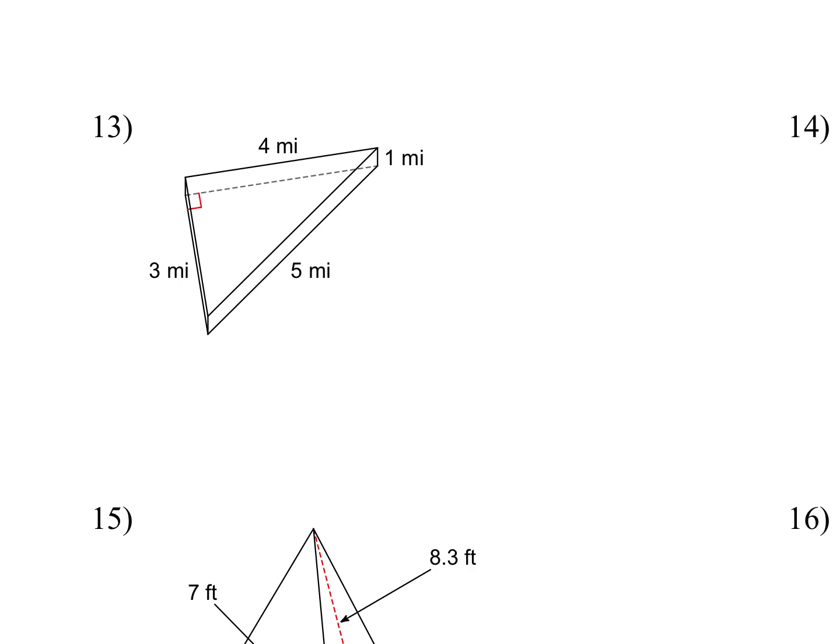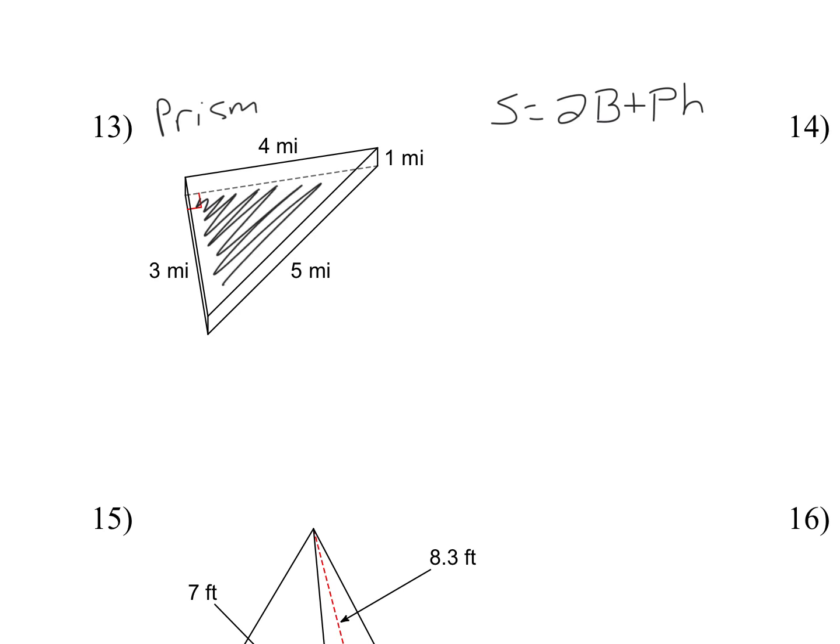First, you need to understand what shape it is so you can match it with the formula. What's its shape? It's a prism. So what formula am I going to use? S equals 2B plus PH. Same one, right? What is my base shape this time? A triangle.